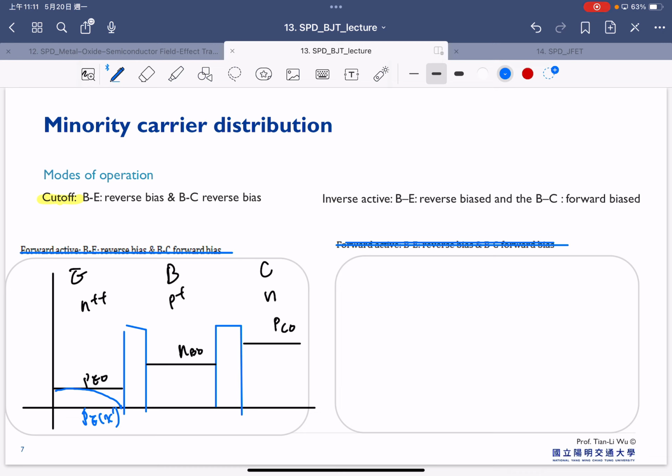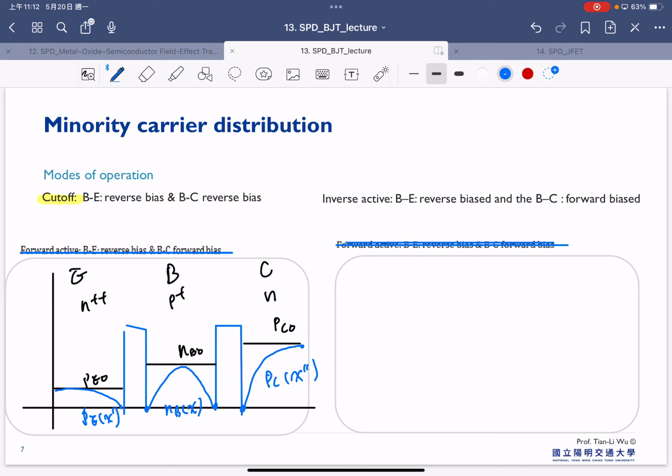And also we need both to be 0, but in the middle it will still be back to the NB0. So that will look like this in this case. And also in here, this is reverse bias, so this point will still be 0 here. So that's the case under the cutoff, in which BE and BC are reverse bias.